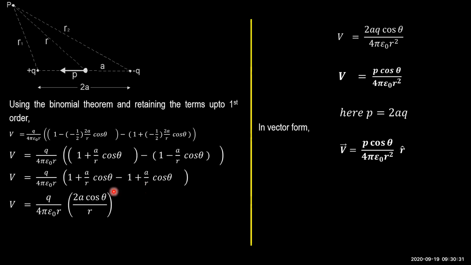Now plus 1 and minus 1 cancel. Once they are cancelled, only 2 terms are left which are the same: a by r cos theta, a by r cos theta. Hence we add them, so that will be 2a by r cos theta or 2a cos theta by r. Both are the same. Any doubt or any questions up to this?